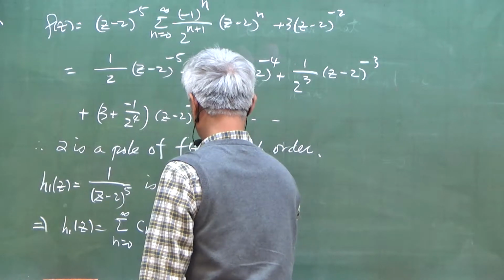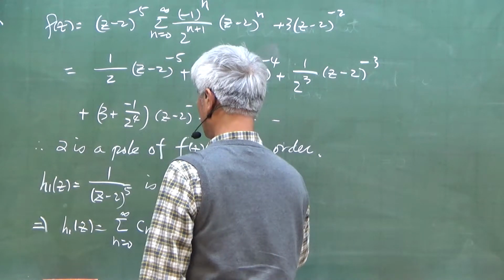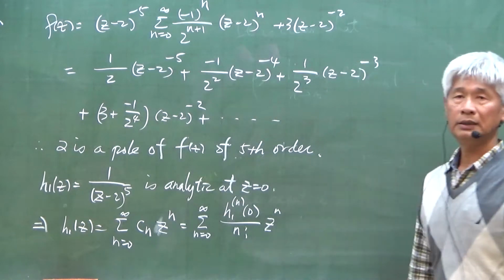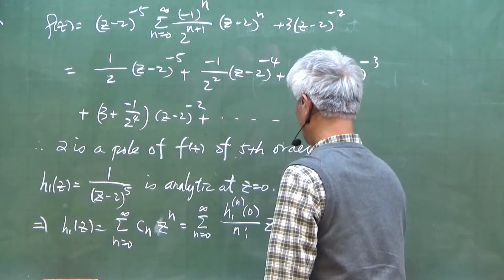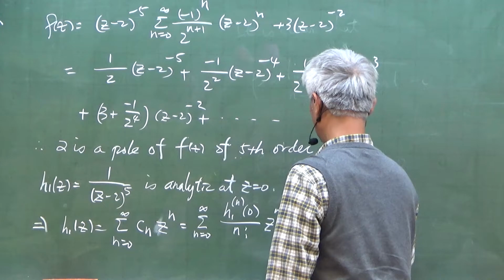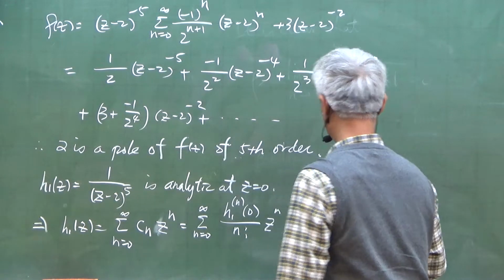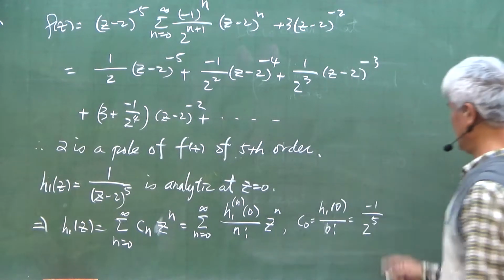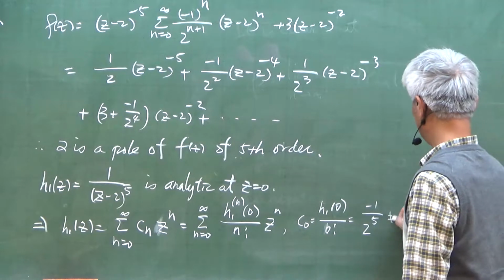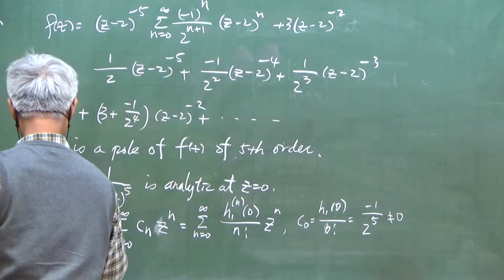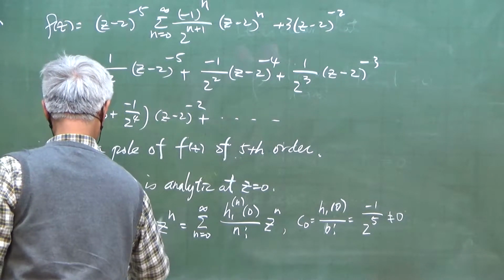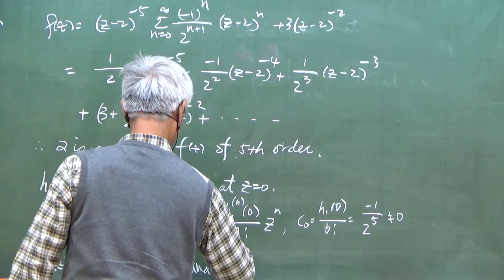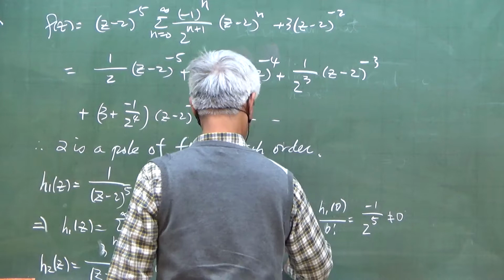And then you know this is equal to h1^(n)(0) over n factorial times z to the nth power. And you will see, in particular, c0 is equal to h1(0) over 0 factorial. So what is h1(0)? h1(0) is minus 1 to the power. Okay, so it's non-zero. So the first term is non-zero. Okay. And H2, you define H2(z) is 3 divided by (z minus 2) to the second power, is also analytic at z equal to 0. Okay?